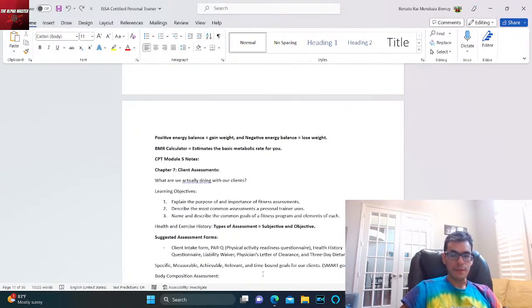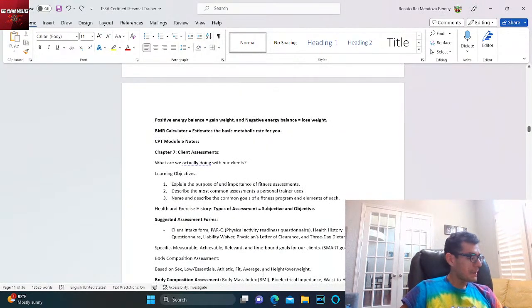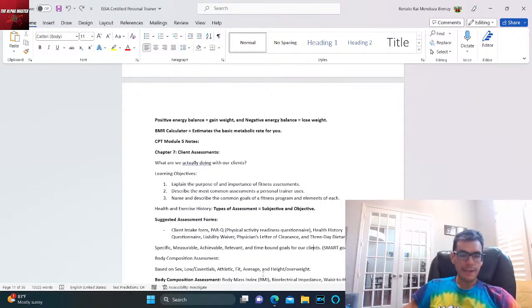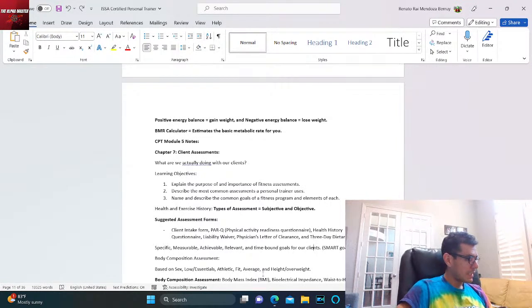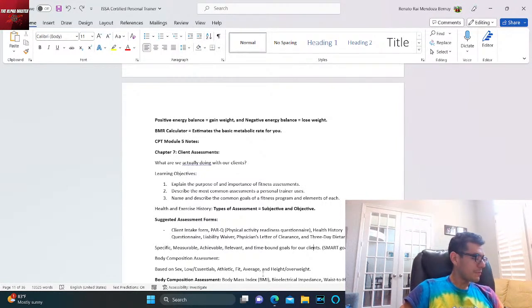You have SMART goals, and that's important. They are specific, measurable, achievable, relevant, and time-bound goals for our clients. The body composition assessments are based on sex, and they are according to how they look: low essentials, athletic, fit, average, or high or overweight.